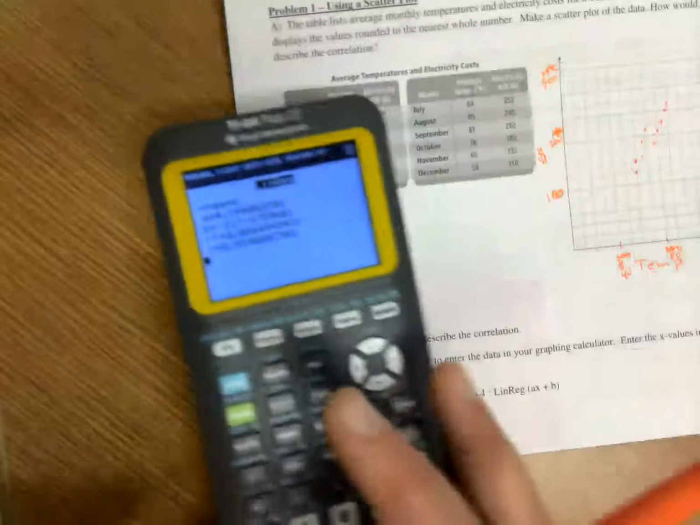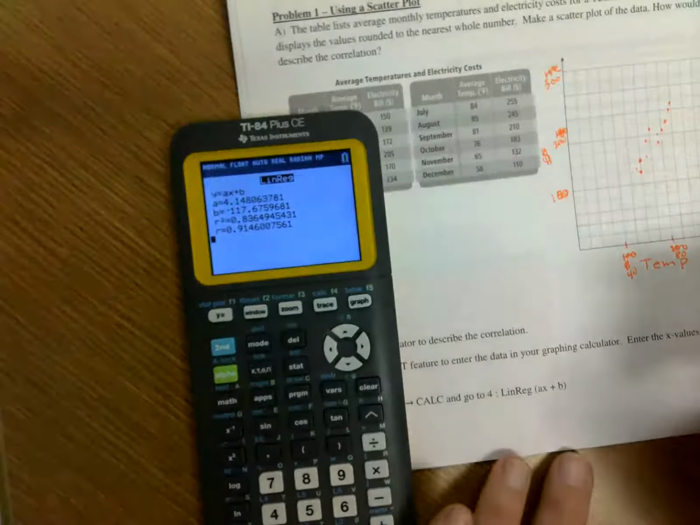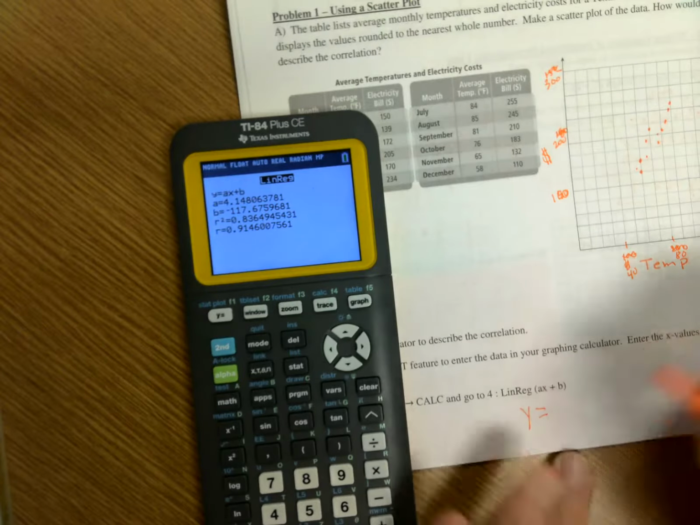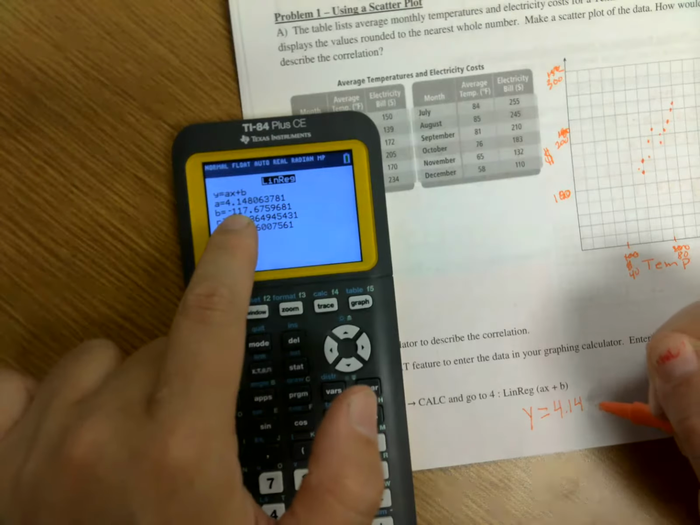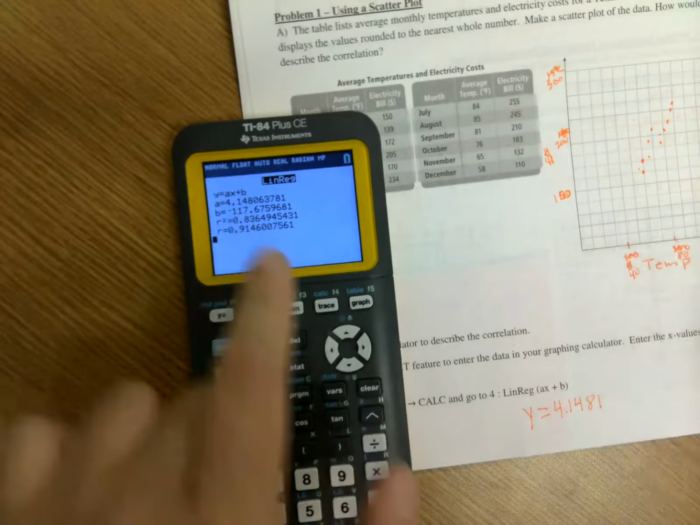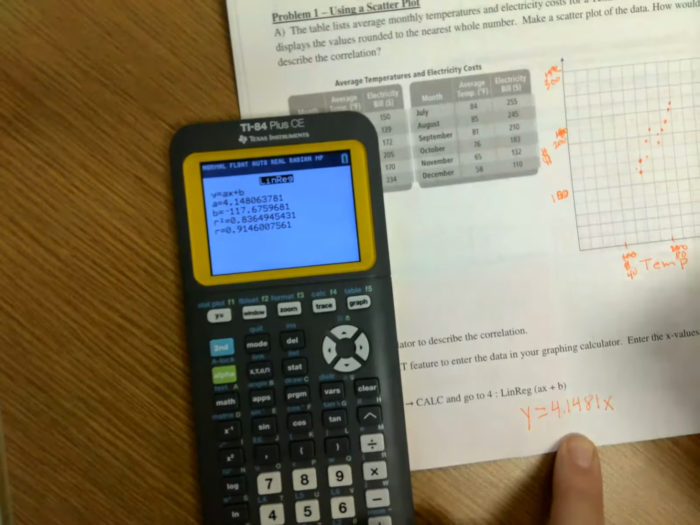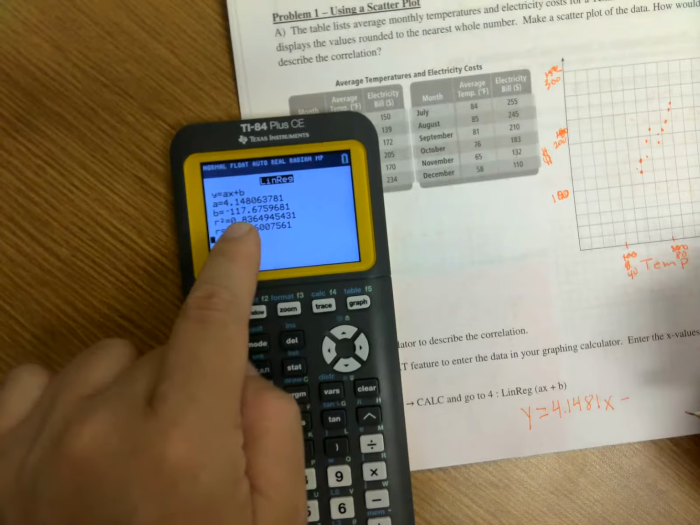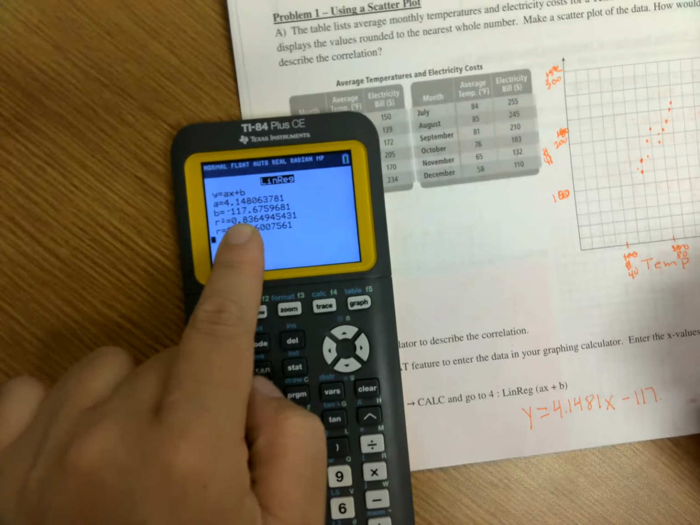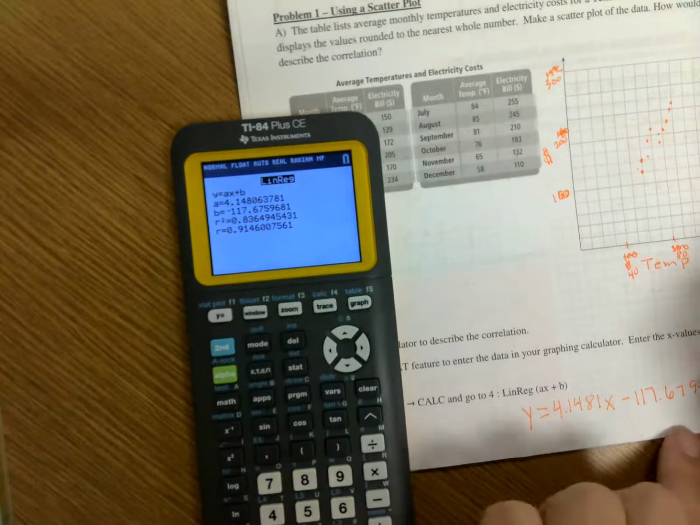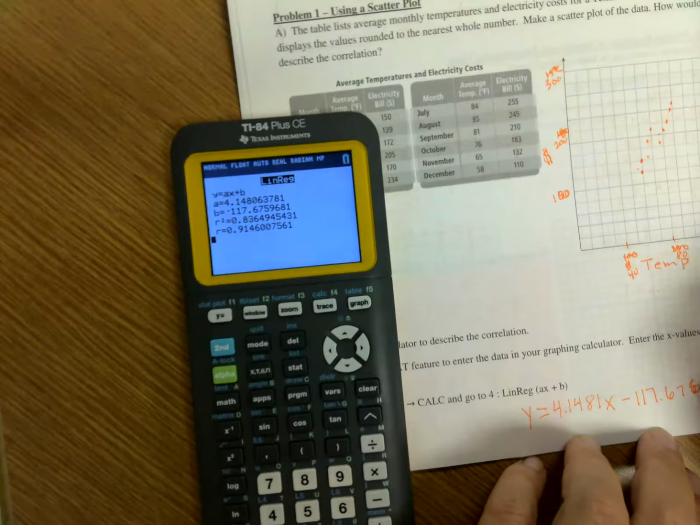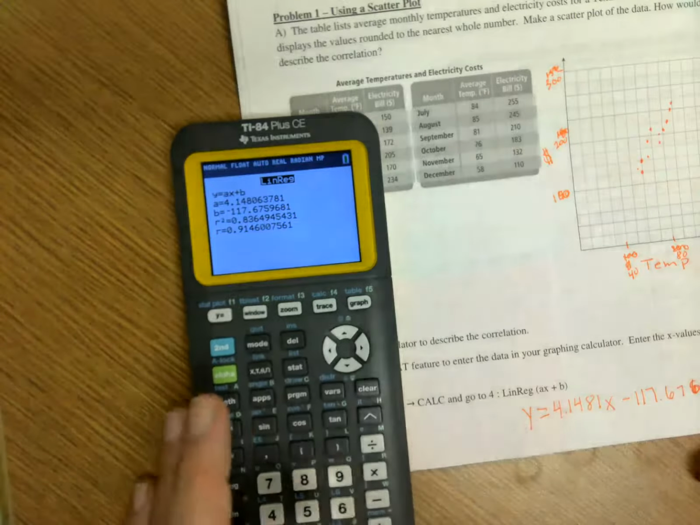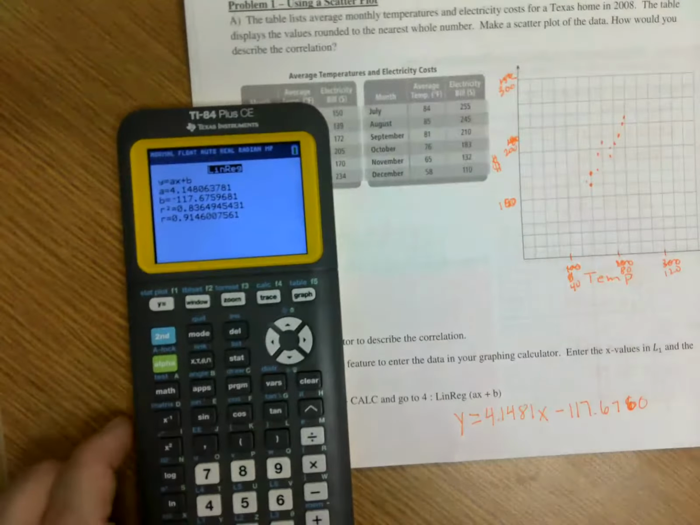So if I were to write the equation off of this, and I should have 4 decimal points, I'm going to have y equals, my A value is 4.148, and then the 6 would round that up to 1, and then I have my x, and then minus here, because that's a negative, 117.675, and actually that 6 will round that up to a 0, and then this would be 60. So that's how I use our graphing calculator.